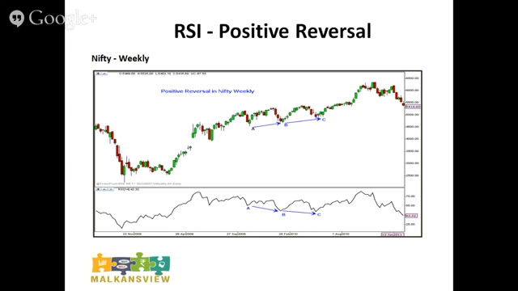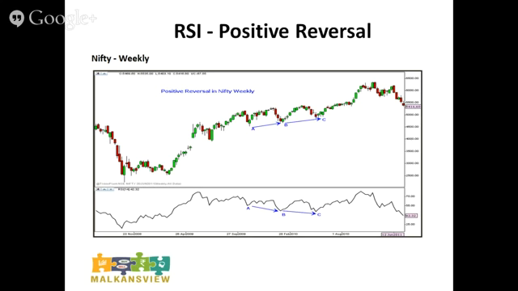That means the pressure, the momentum, the force was higher at point B. In spite of that, we didn't break A on price. That means what? It is bullish. That's a positive reversal. And again at point C, which is lower than B on RSI but higher on price, that means it is extremely bullish. It's a positive reversal.